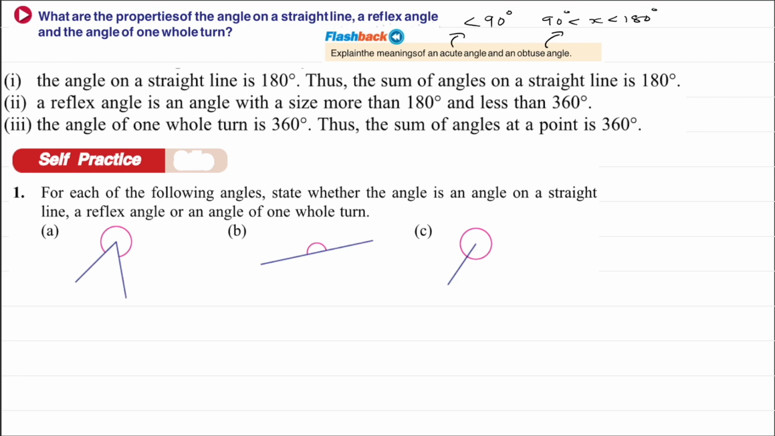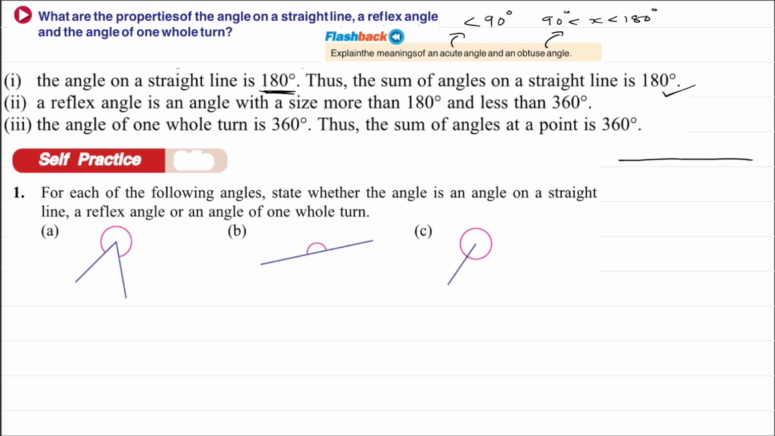Okay. First point dia kata, the angle on the straight line is 180. Okay, angle pada satu garis lurus, dia punya total angle adalah 180. Okay. Dia kata kat situ, thus the sum of angles on the straight line is 180. Okay. Yang kedua, a reflex angle is an angle with the size more than 180 and less than 360.